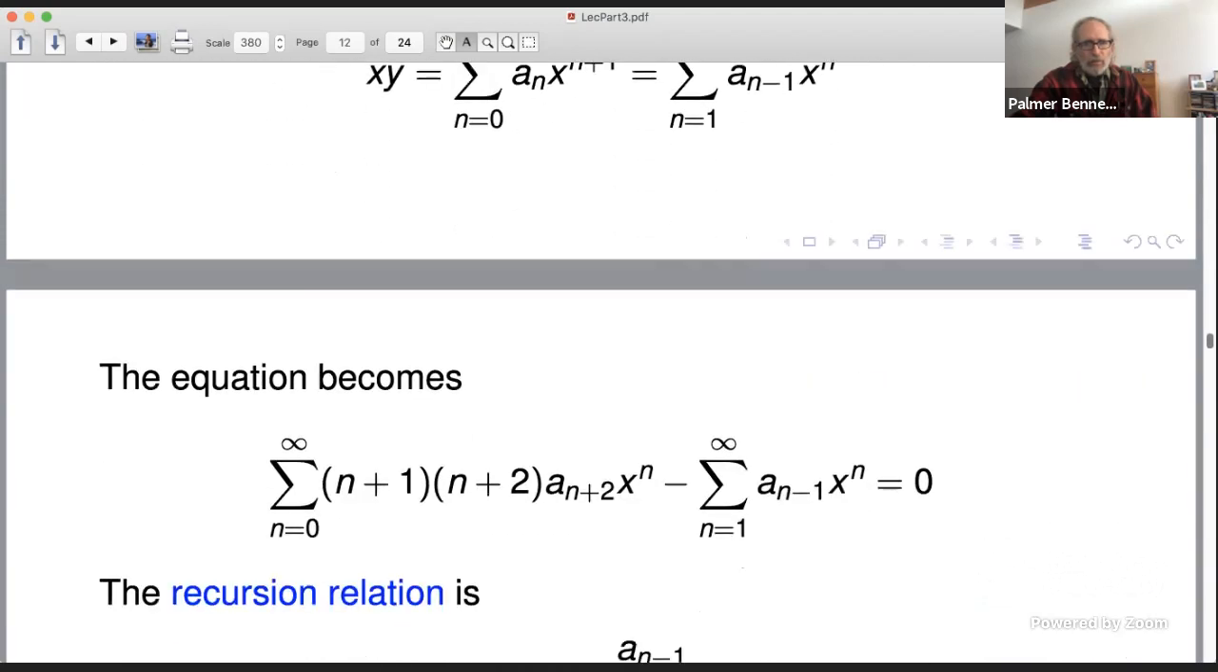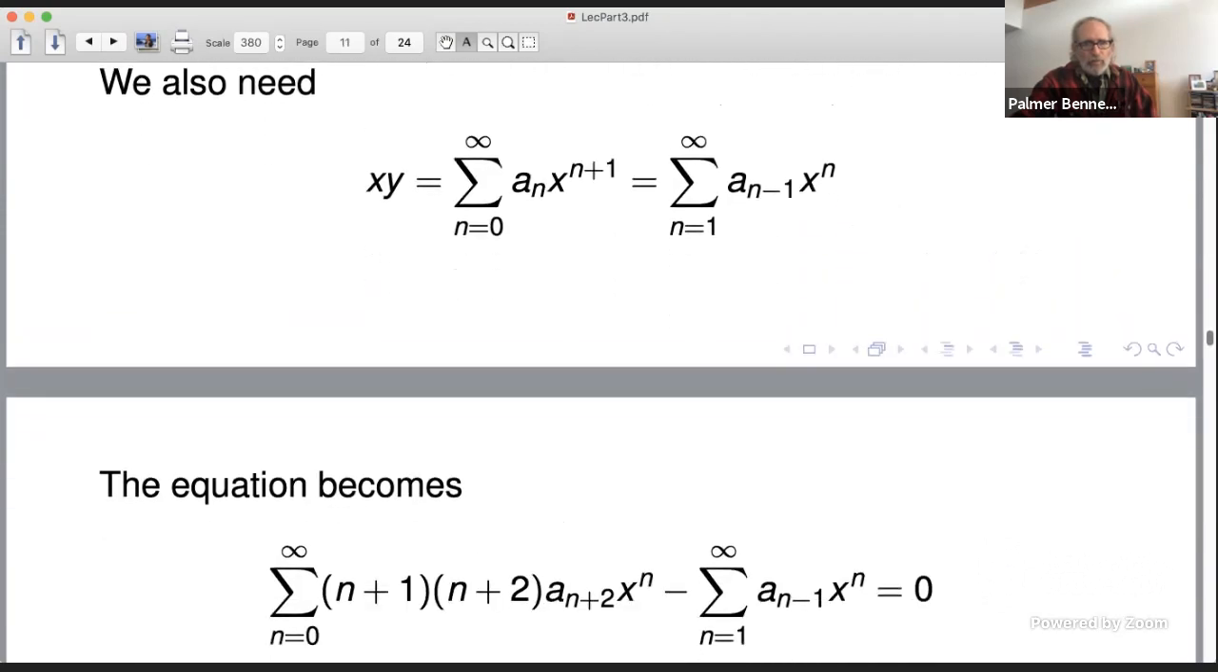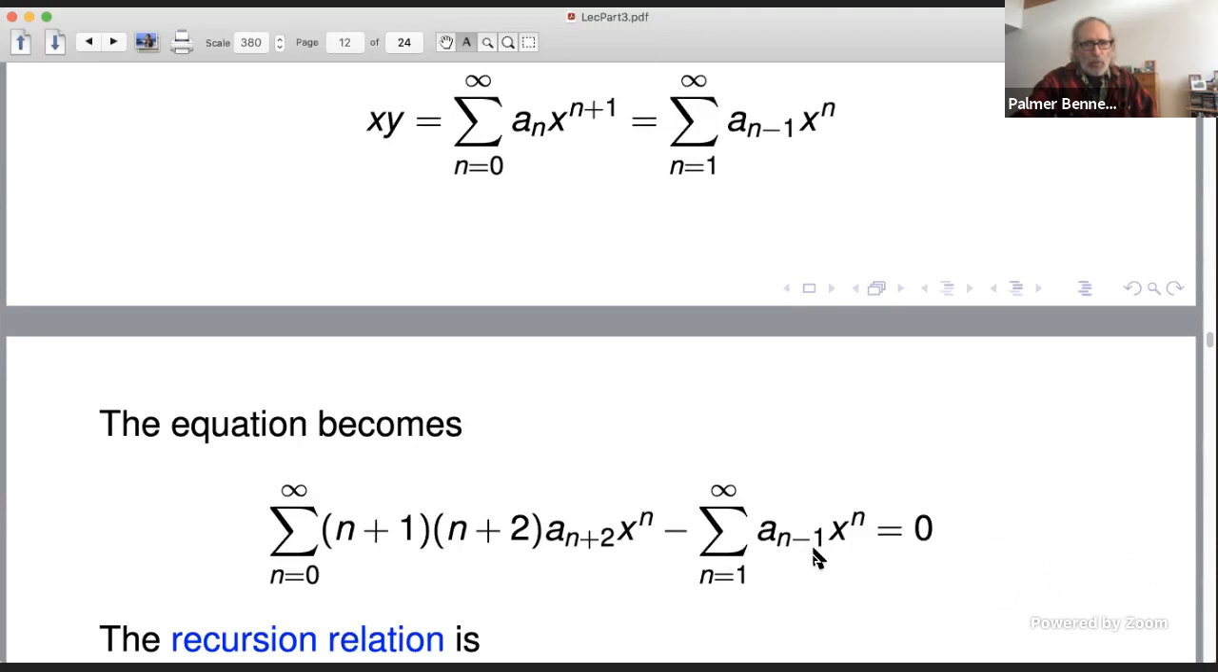And we get this. So this was our series for xy, and this was our series for the second derivative. Okay. And it's pretty straightforward.